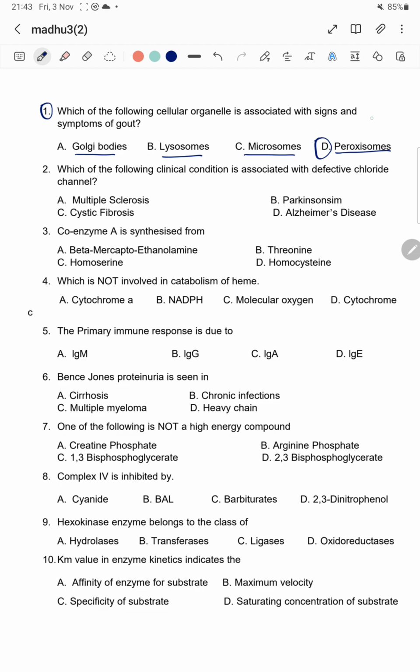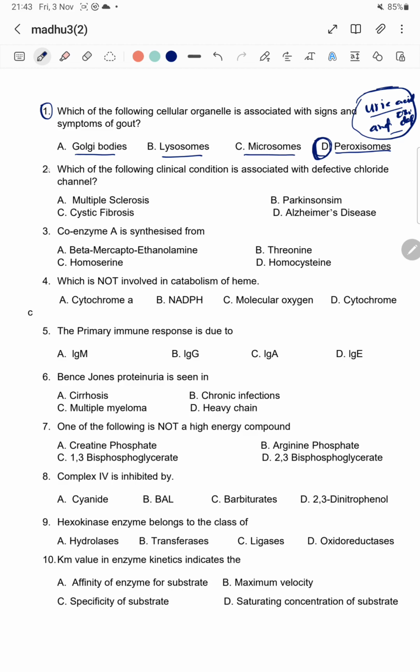peroxisomes have an enzyme called uric acid oxidase, which is absent in humans. So due to the absence of this enzyme, uric acid will be the end product and it elevates in the blood. It leads to hyperuricemia, but the same enzyme is present in reptiles, lizards and aquatic animals, so that they convert the uric acid into some other compounds and they can excrete it. So peroxisome is the correct answer.